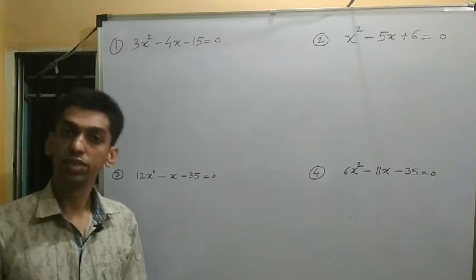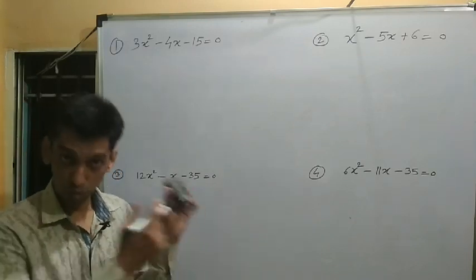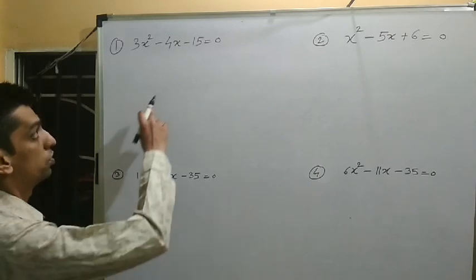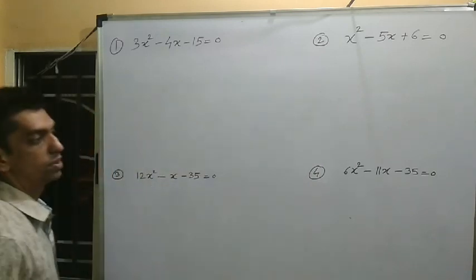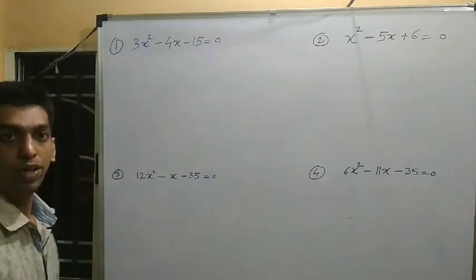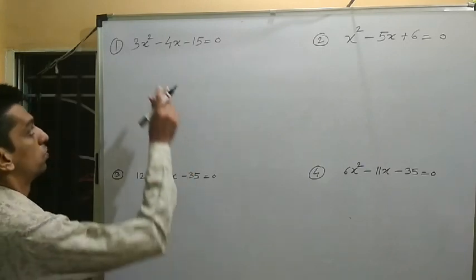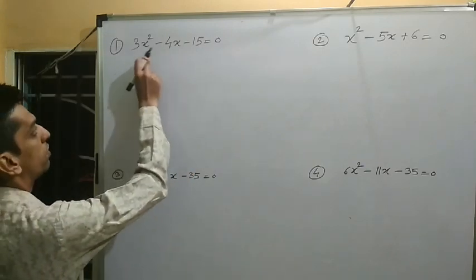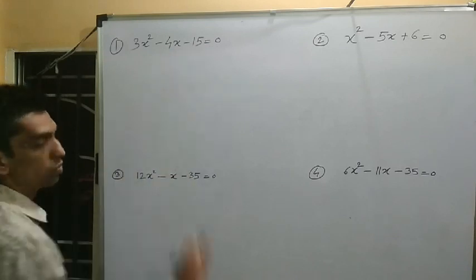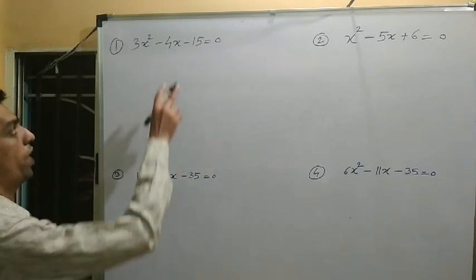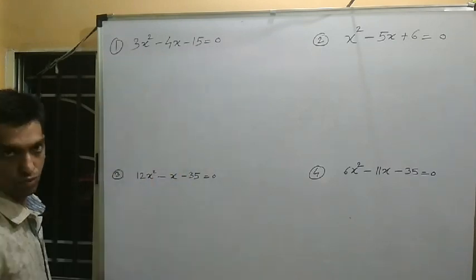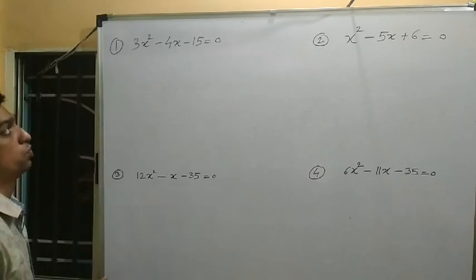Today we will see how we can find the roots of a quadratic equation by using a shortcut method. So let us proceed to the examples. These are the 4 examples that we are going to solve today by using a shortcut method. The first example is 3x square minus 4x minus 15 is equal to 0. We have to find the roots of this equation. So let us proceed for the solution.